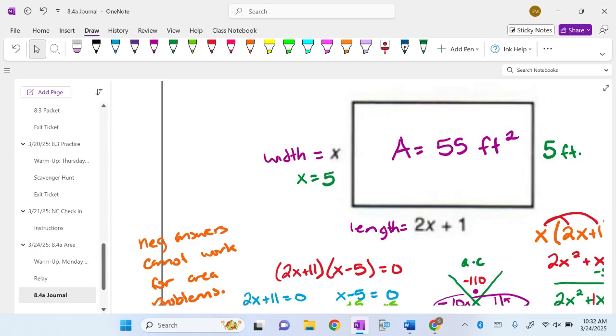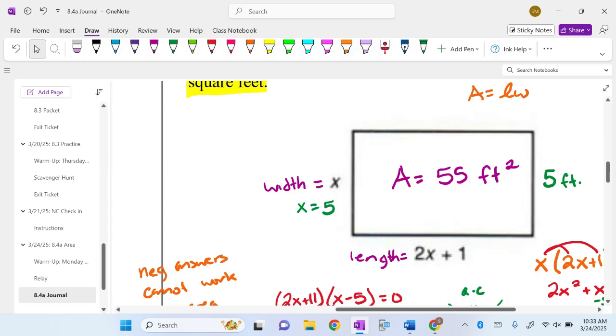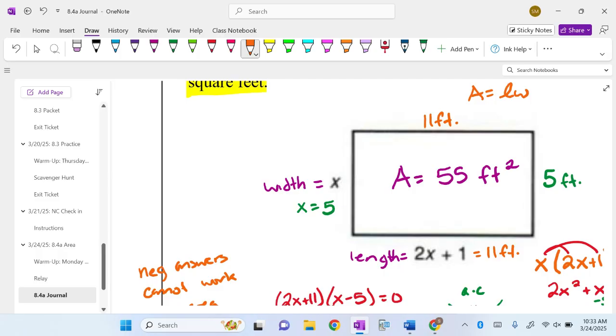Guys, what's 55 divided by 5? 11. So your length in this case is equal to 11 feet. And like I said, you want to check yourself. If you know the area is 55, if your two numbers that you get do not multiply to give you 55, you did not get them right. All right. So 11 times 5 is in fact 55.